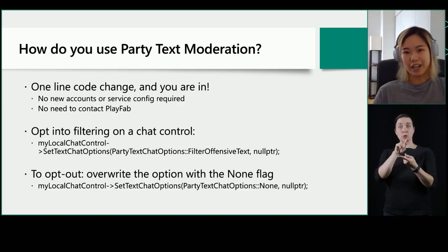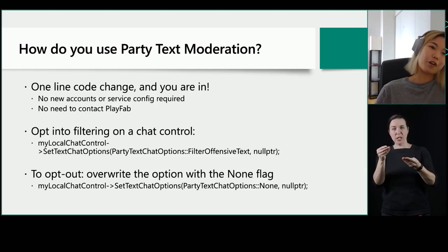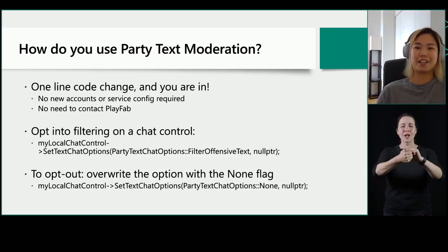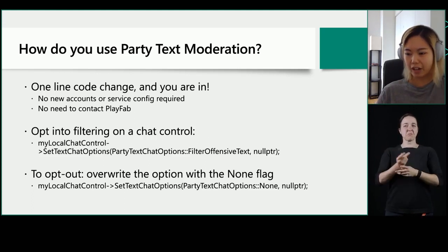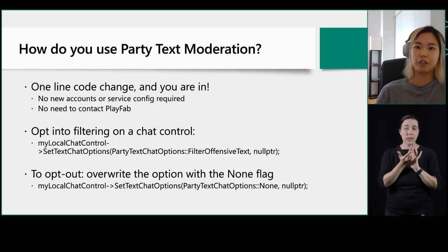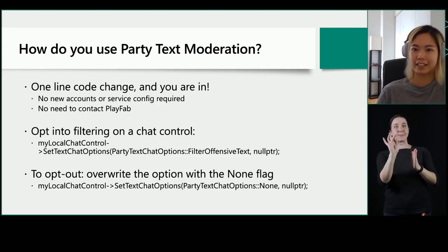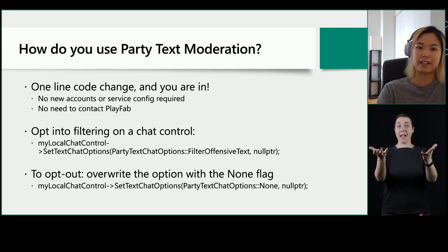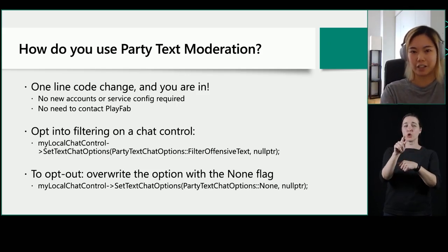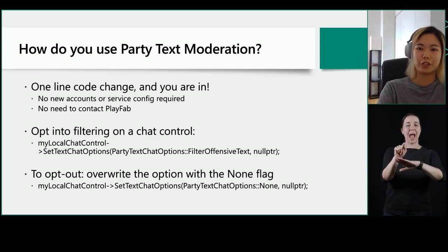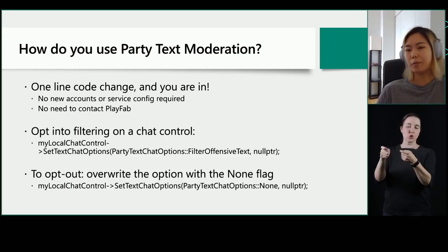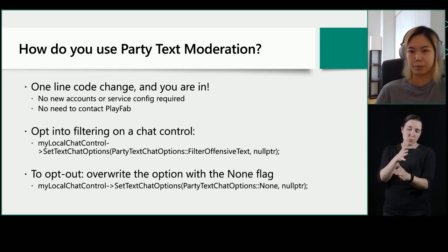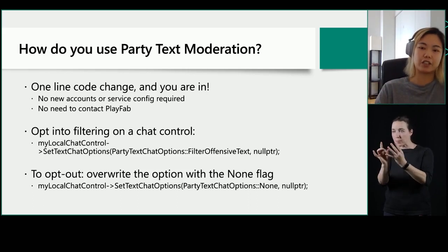So how do you use Party text moderation? It is awesome. You only need a 1-line code change and you're in. You don't need to set up a new account or service config. We have all that handled on our end. You don't need to contact us. You just basically light it up using this line: my local chat control, set text chat options to filter offensive text. This is how you can opt into filtering on the chat control. And to opt out is also pretty straightforward. You just put the chat option to none.